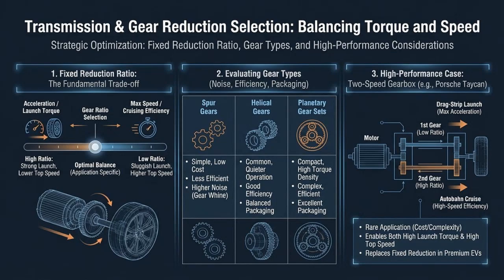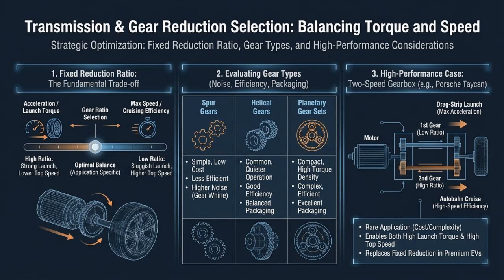Unlike IC engines, EVs do not require multi-speed transmissions because motors provide high torque at low speed. However, EVs do need a fixed reduction gear to reduce motor RPM and increase wheel torque. Selecting the gear ratio is extremely important. If the ratio is too high, the vehicle accelerates well but loses top speed. If it's too low, top speed increases but acceleration becomes sluggish.